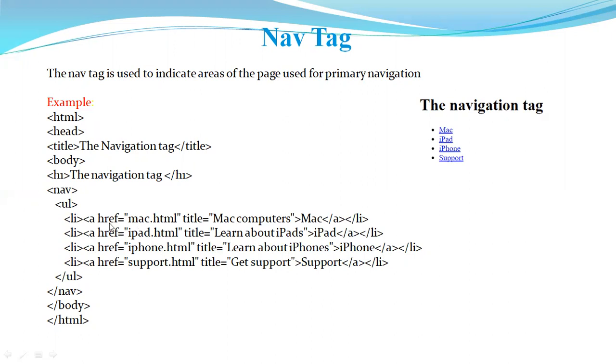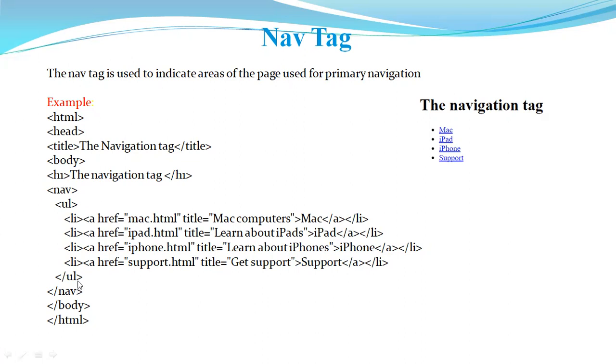In the list item, we have an anchor tag with href mac.html, title Mac computer, and the Mac anchor tag should be closed. Another list item, href ipad.html, learn about the iPads. And another anchor tag, href iphone.html, title learn about the iPhone. Now, another anchor tag, support.html, title get support.